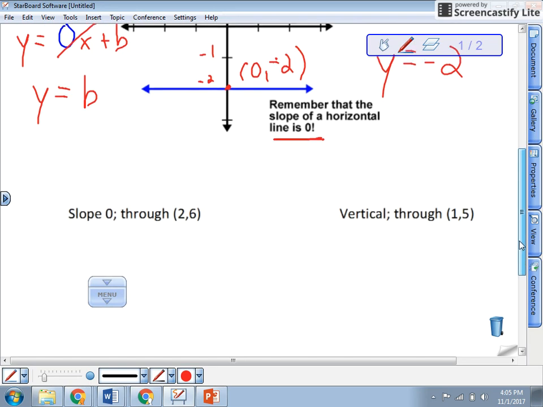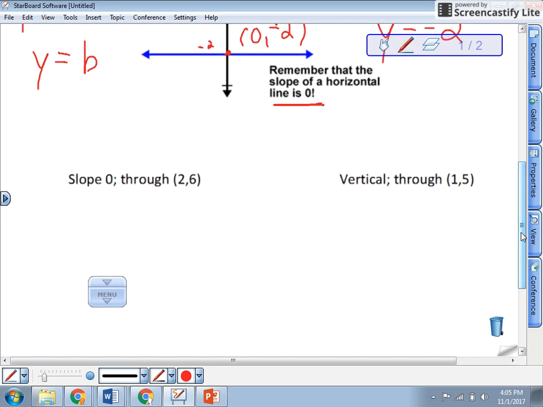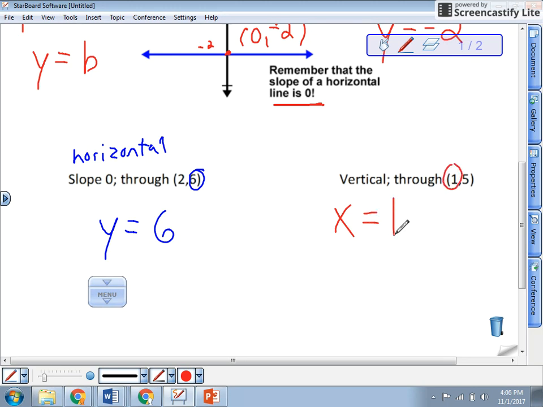Two quick examples. They might ask you something like that. If the slope is 0 through 2, 6, we know that it's a horizontal line because it has a slope of 0. And we know that y equals b. Well, y will equal whatever the y value is, so this equation would just be y equals 6. A vertical line, we know that's undefined, so it's going to take the form of x equals, and we just look at the x value. x equals 1. That's how you do vertical and horizontal.